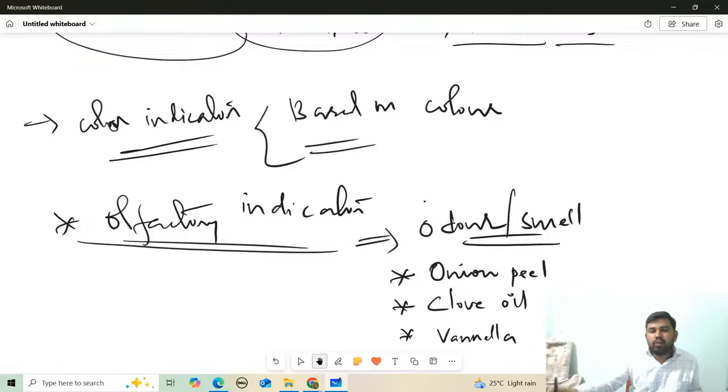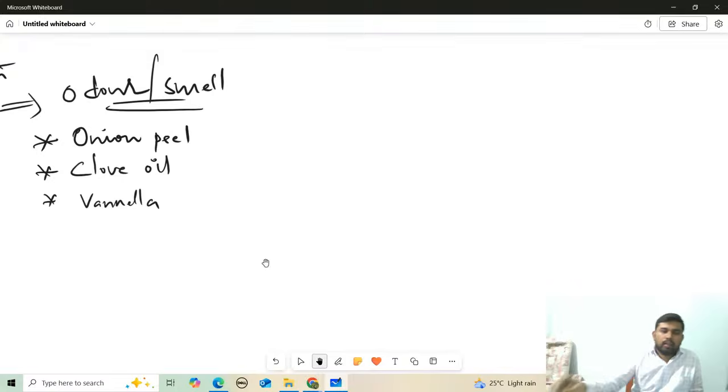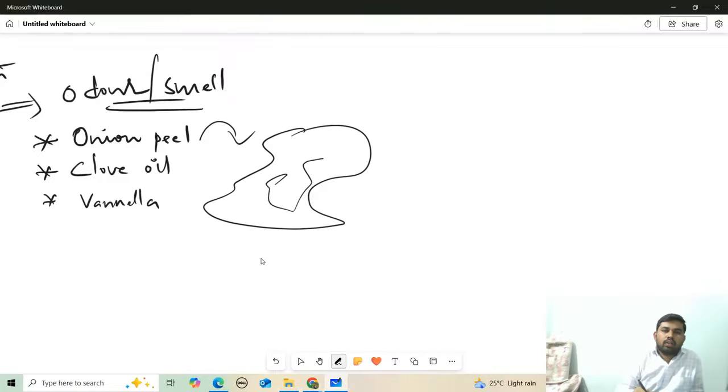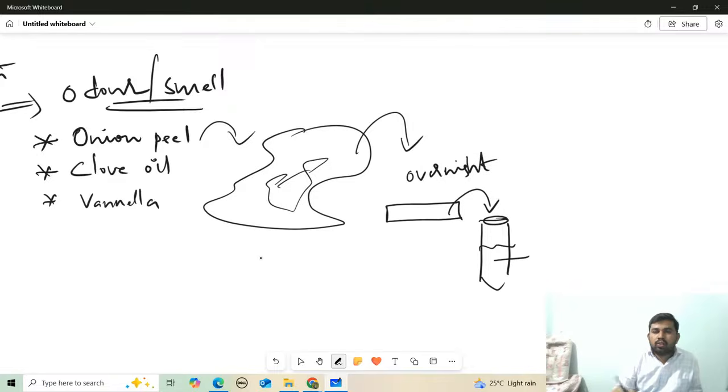So how will this actually work? How can we use this? Generally, they take onion peel in a cloth and keep it overnight. Then a piece of this cloth is used as the indicator. We take a test tube and put in a solution, let me say a solution of X. Then the cloth is placed in it.